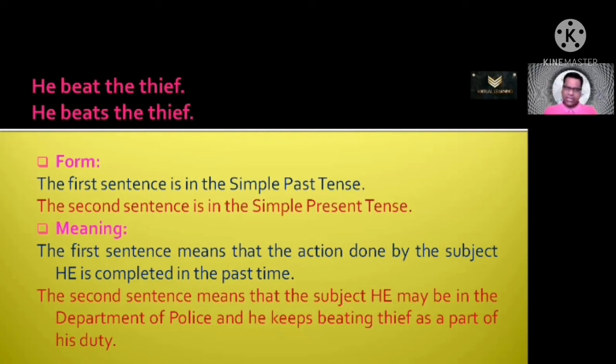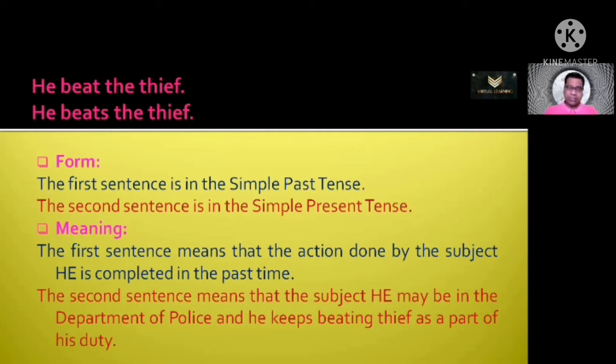Now you look at the meanings of the sentences. The first sentence means that the action done by the subject he is completed in the past time. So we are not sure who is that he. Maybe a common ordinary person from the society, or maybe a policeman. But the action of beating the thief is already completed in the past.